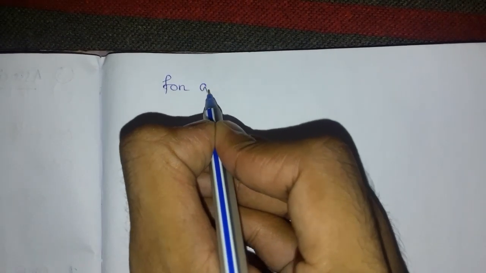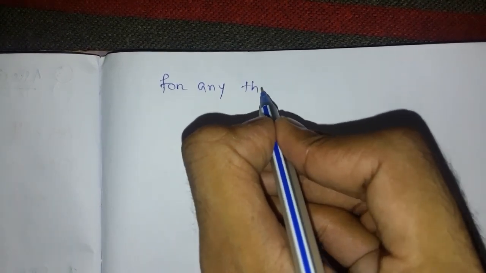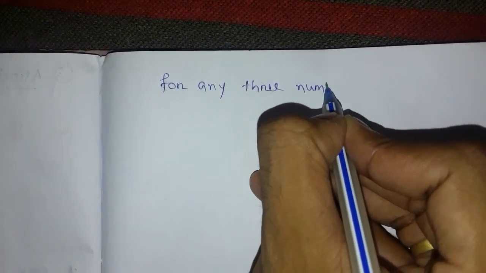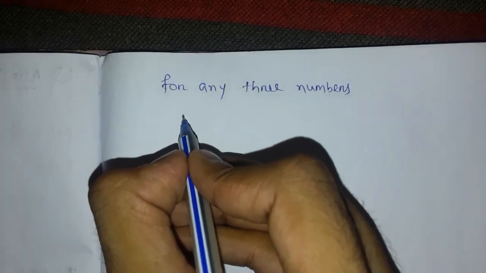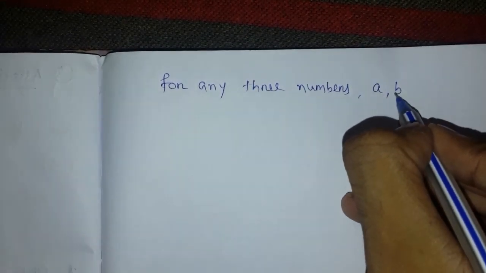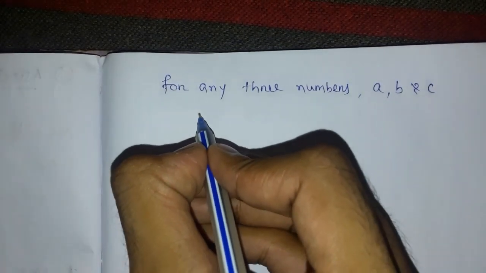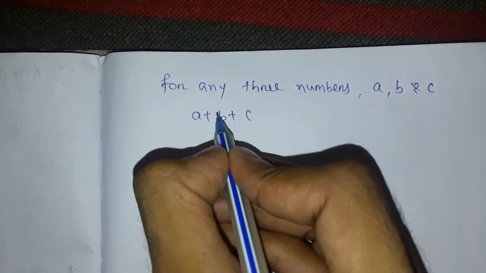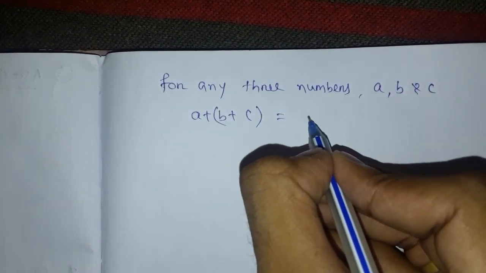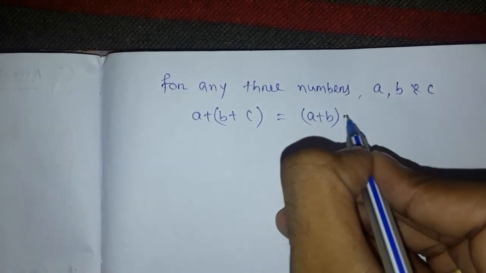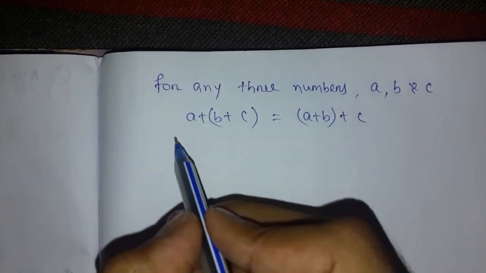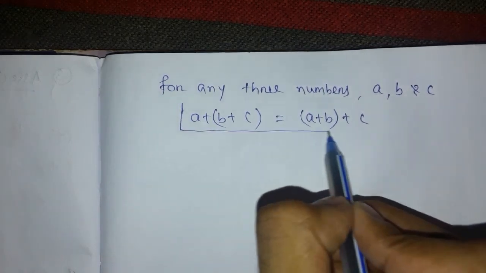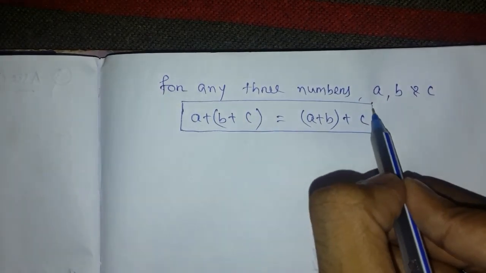And hence we can say in the associative property that for any three numbers or three integers A, B and C, A plus (B plus C) is equal to (A plus B) plus C. Yes, this property is known as the associative property under addition.